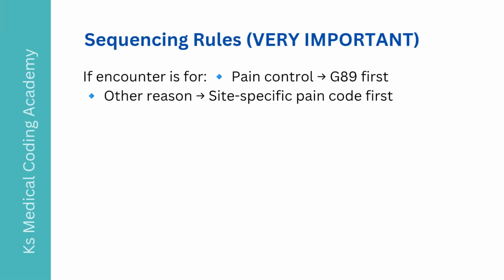Sequencing rules. Very important. Sequencing depends on the reason for the visit. Pain control visit, G89 code first. Any other reason, site-specific pain code first. Always read the question carefully in exams.